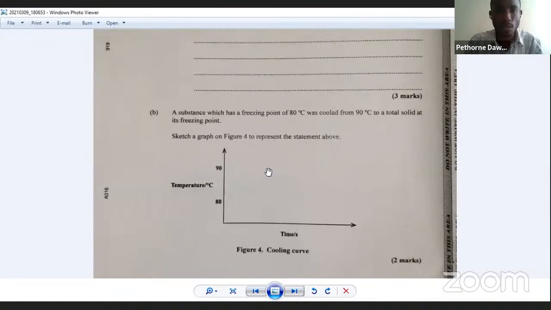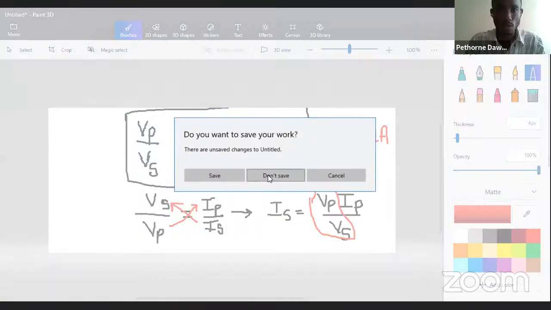Part B, a substance which has a freezing point of 80 kilograms was cooled, I said kilograms. A substance that had a freezing point of 80 degrees Celsius was cooled from 90 to a total solid at its freezing point. It says now, sketch a graph on figure 4 to represent the statement below. All right, this now I will have to go to my little whiteboard app to show you how this works out. All right, let me just open a new page. It's easier to just open something here.